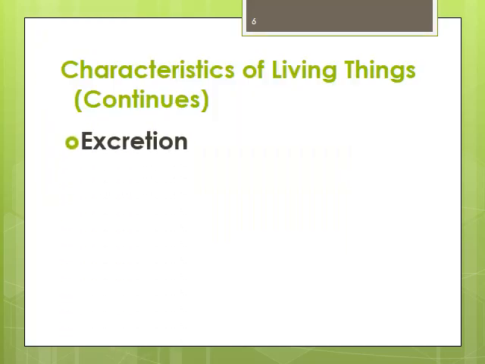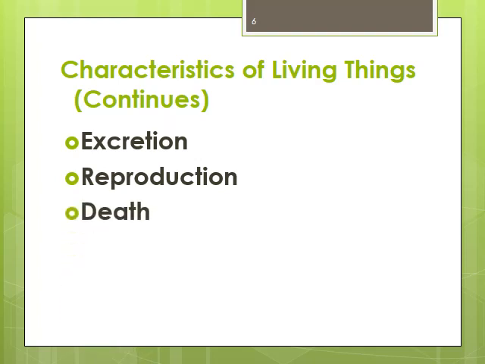Another characteristic of living things is excretion. Excretion is the process by which living organisms get rid of waste products, especially metabolic waste, from their system, and living things carry this out. Another feature is reproduction. Living things can give birth or can produce their kind.